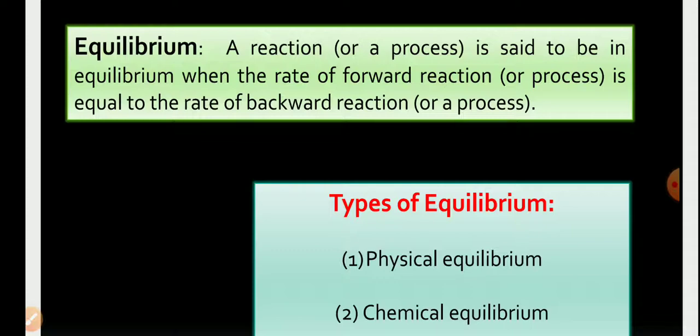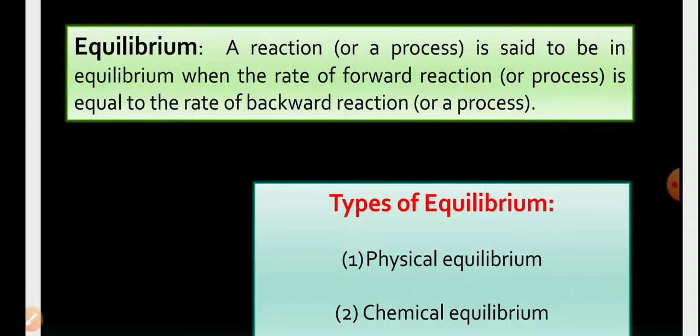So I have already told this about the reversible reaction. So here the equilibrium position is when there will be no change of the composition of the reaction or the solution and other things. So ultimately there will be no change in the system. So this is called equilibrium.